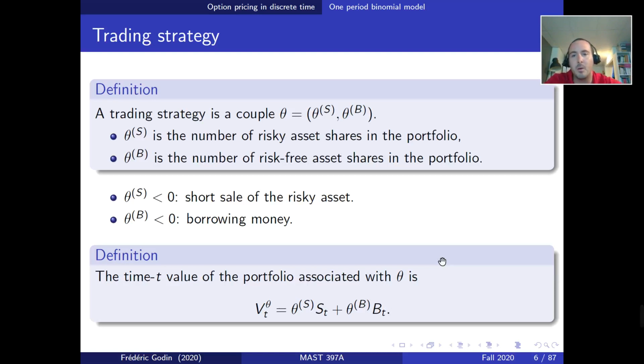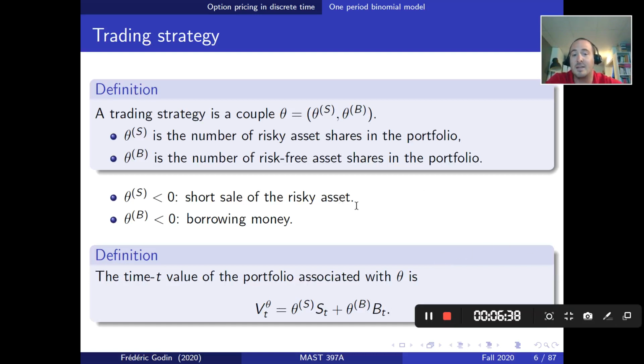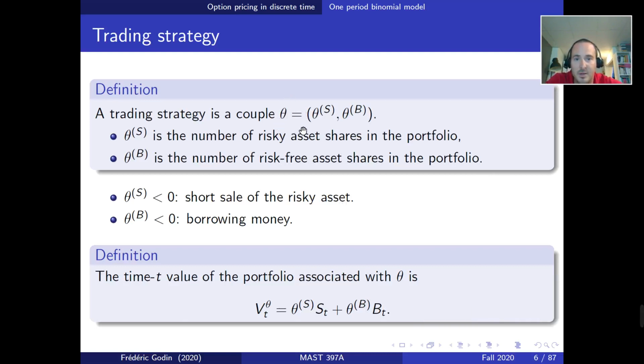To define portfolios, we have to define trading strategies. A trading strategy is a couple theta, which consists of theta S and theta B. Theta S will be the number of shares of the risky asset S in the portfolio, whereas theta B is the number of shares of the risk-free asset B in the portfolio. These thetas are real numbers. They can be either positive or negative or zero.